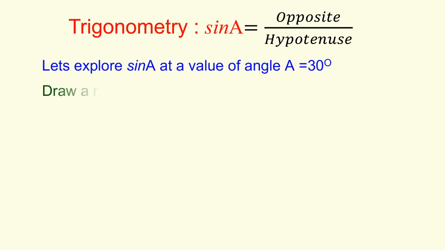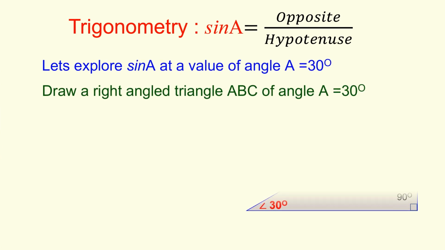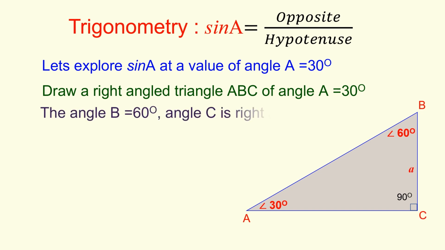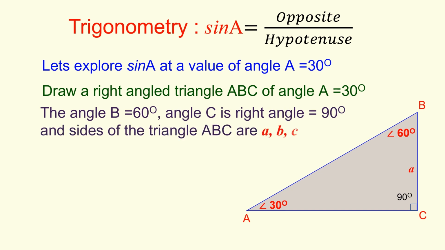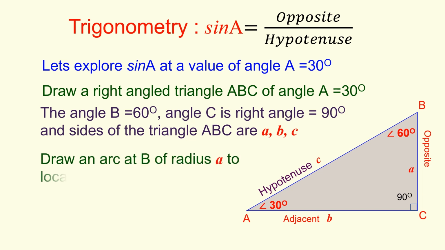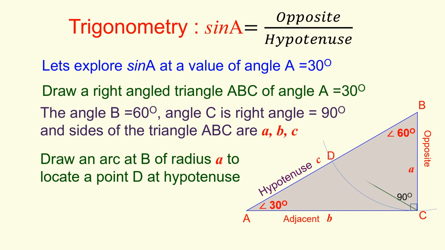Let's explore sine A at a value of angle A equals 30 degrees. Draw a right-angled triangle ABC with angle A equals 30 degrees. Draw an arc at the point B of radius equal to BC, to locate a point D at the hypotenuse. So the line segment DB equals BC.